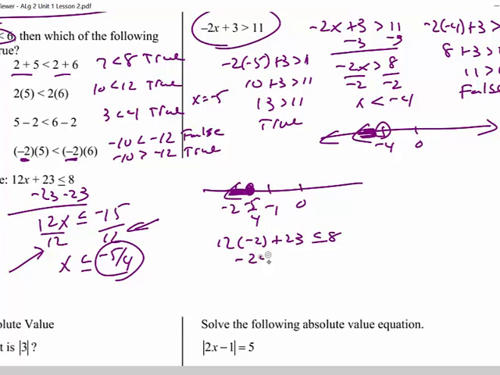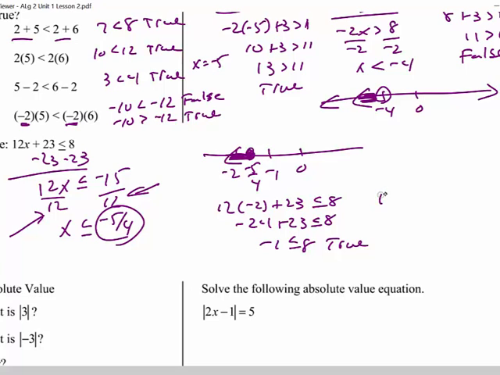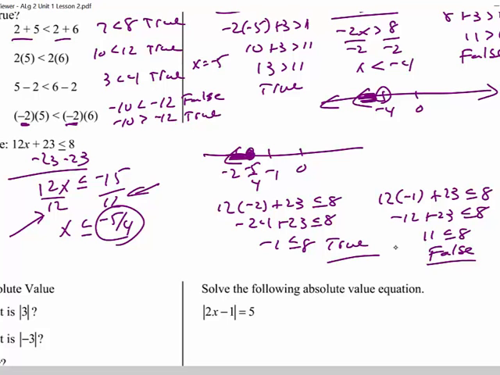So that's negative 24 plus 23 is less than or equal to 8. So negative 24 plus 23 is negative 1, which is less than or equal to 8. True. But see, you can't pick negative 1. So 12 times negative 1 plus 23 is less than or equal to 8. So that would be negative 12 plus 23 is less than or equal to 8. That would be 11 less than or equal to 8. That is false. So that shows you that what you did is right.